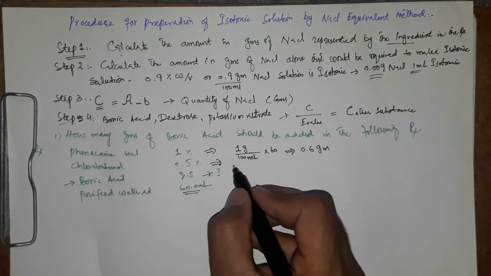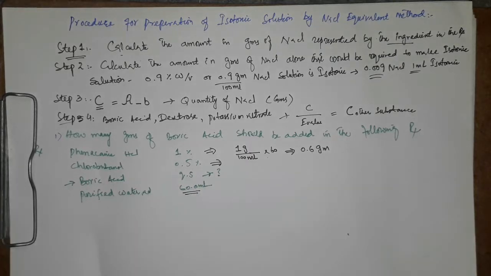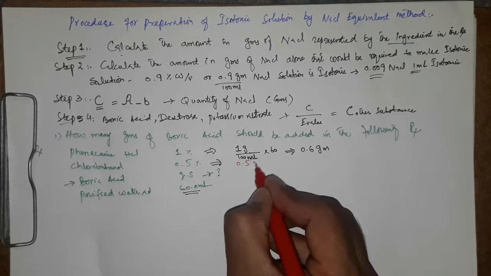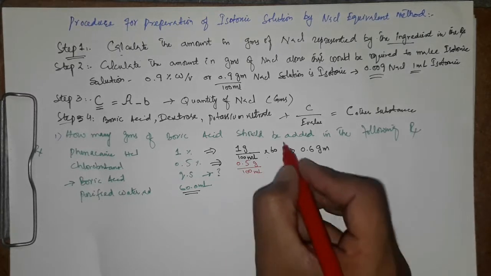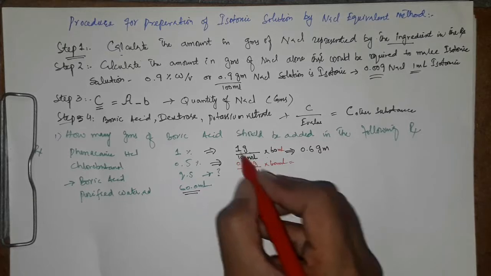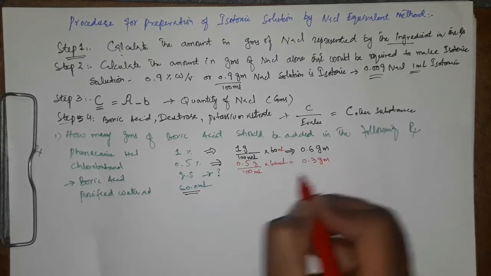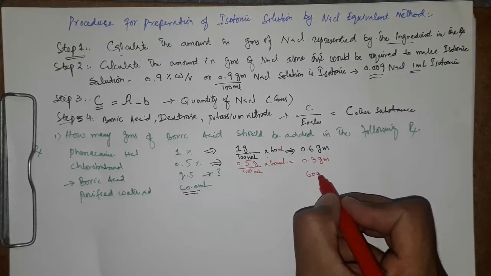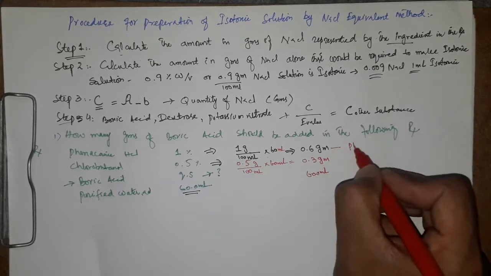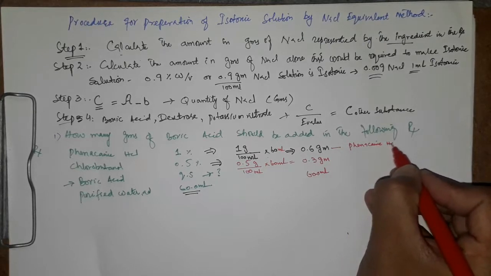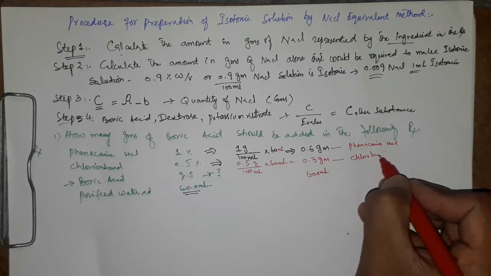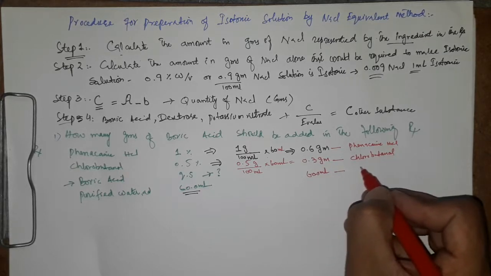Now what will be the quantity of this chlorobutanol? This is 0.5%. 0.5% means 0.5 gram in 100 ml. How much will be present in 60 ml? By simple multiplication we will find that it is 0.3 gram. Now the 60 ml solution contains 0.6 gram of phenacaine hydrochloride, 0.3 gram of chlorobutanol, and this is the purified water.